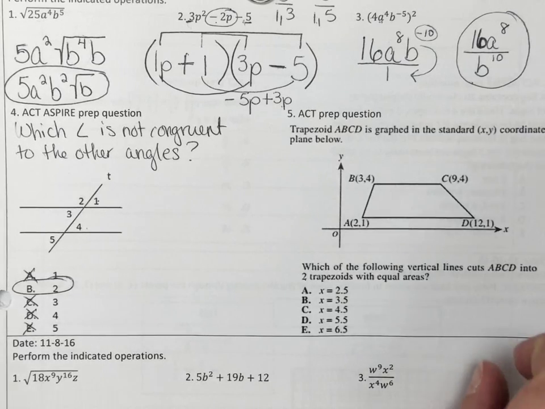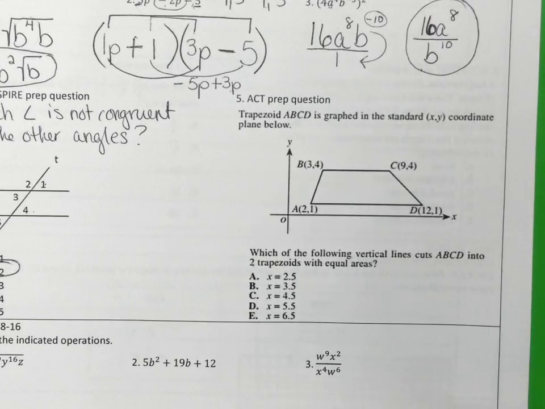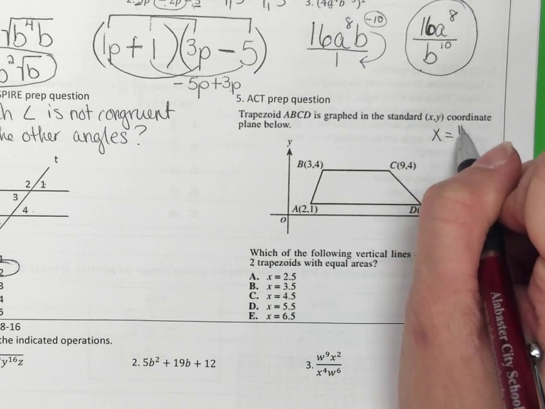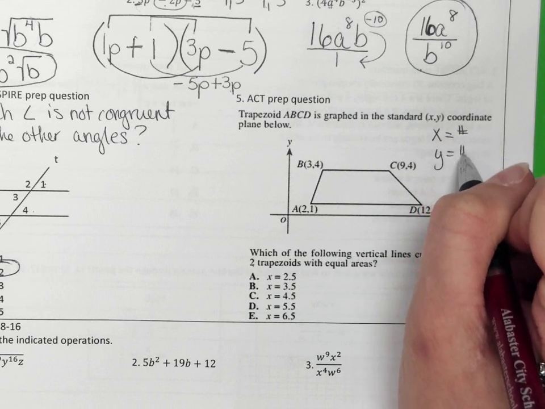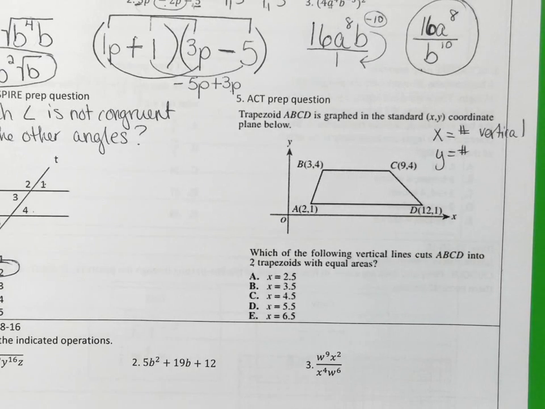What about number 5 for your 11th graders and for 10th graders? This is the exact same picture from Friday, but it's a different question, okay? Which of the following vertical lines? Guys, what is a vertical line? Is that x equals a number or is that y equals a number? That's x, right? X is a vertical line. So I'm only concerned with my x's.